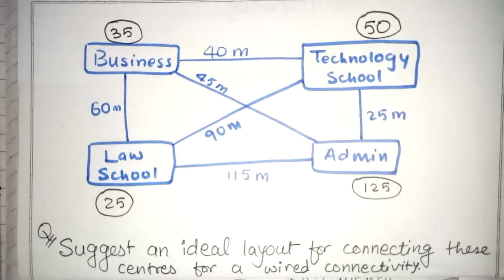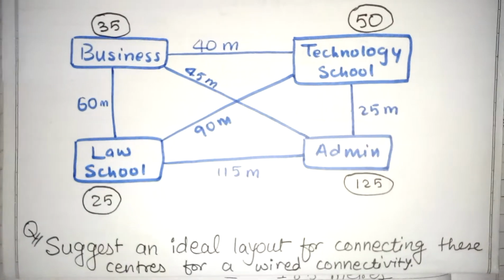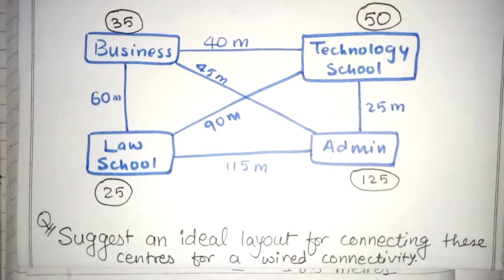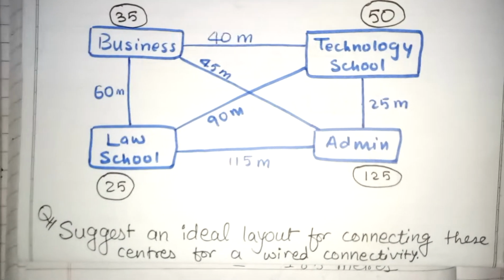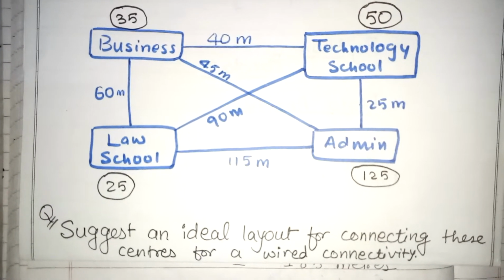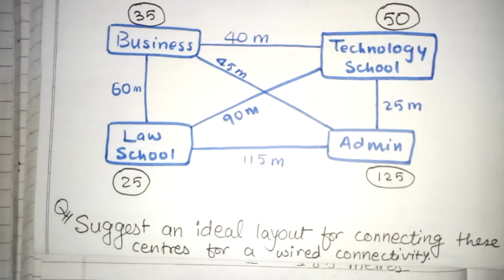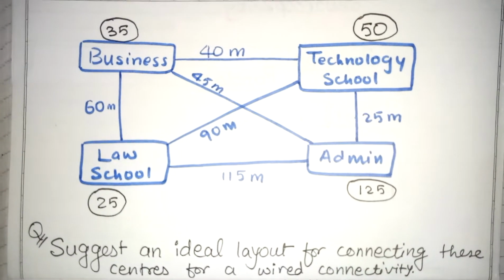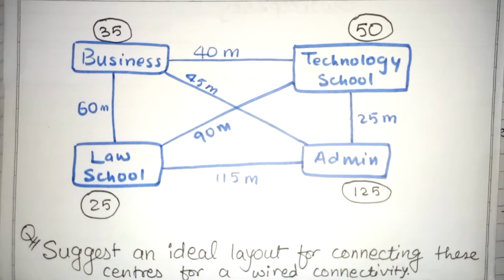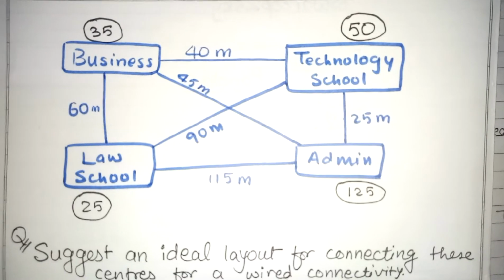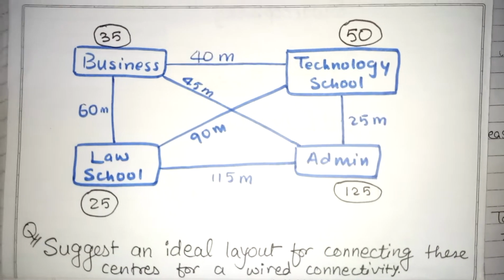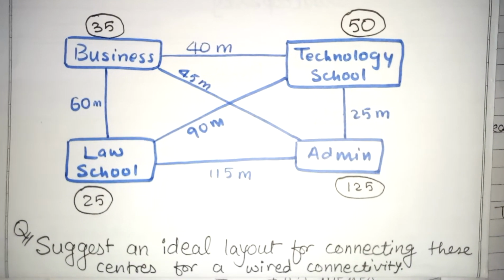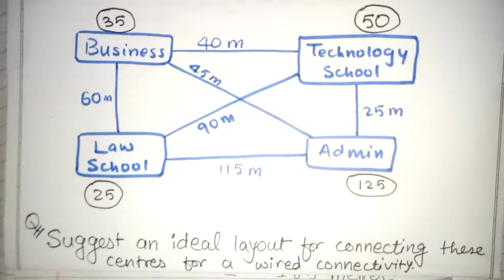For the ideal layout on this, the question was to suggest an ideal layout for connecting the centers for wired connectivity. For wired connection, we should use a shorter cable length. Because we are dealing with wired connection, we should minimize the cost of cables, because cables are costly. We can increase the quality of cables from twisted pair cable to optical fibers, but we have to first know what is the ideal or good network design.